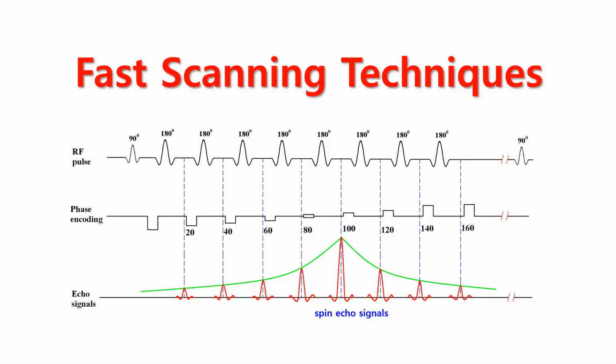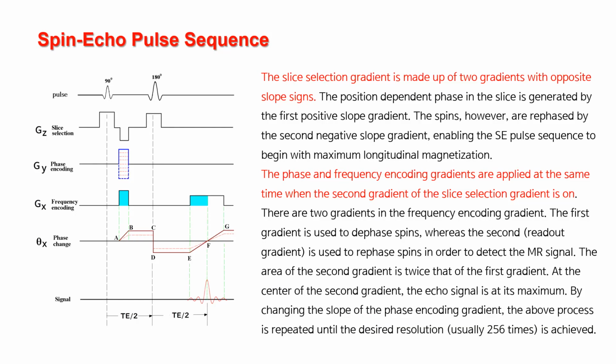In today's lecture, we will see how the MRI signals fill the k-space. We also see the fast scan techniques, such as gradient echo pulse sequence, fast spin echo pulse sequence, and echo planar imaging. Now let's see first the spin echo pulse sequence.